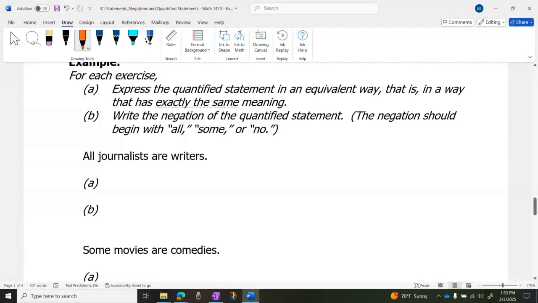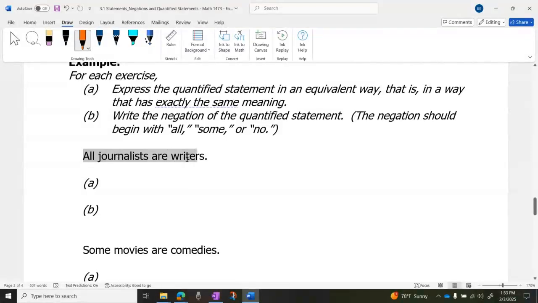So we can read the question. For each exercise, part A, express the quantified statement in an equivalent way. That is, in a way that has exactly the same meaning. Part B, we need to write the negation of the quantified statement. The negation should begin with all, some, or no. Okay, so let's see.